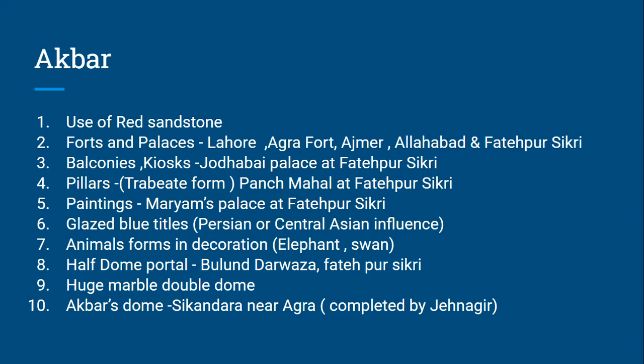Then paintings are there. In Mariam's palace in Fatehpur Sikri there are many beautiful paintings. Then extensive use of glazed blue tiles. Typically we saw earlier that tiles were used, but now the particular color of tiles used was blue, and this is Persian or Central Asian influence. Then animal forms we find in Akbar's decoration, so we find images of elephant and swan.